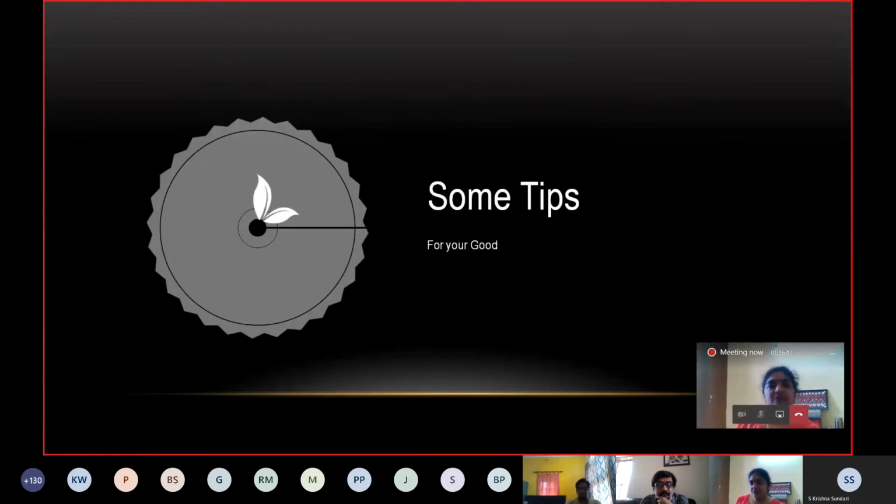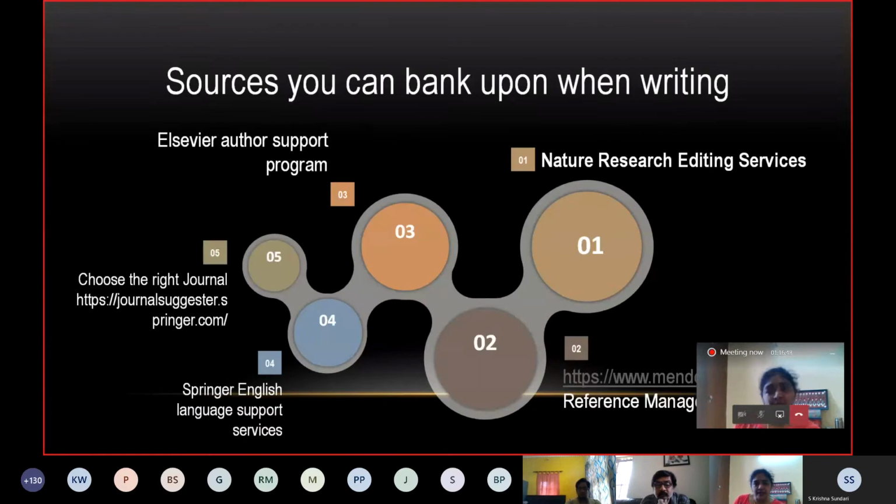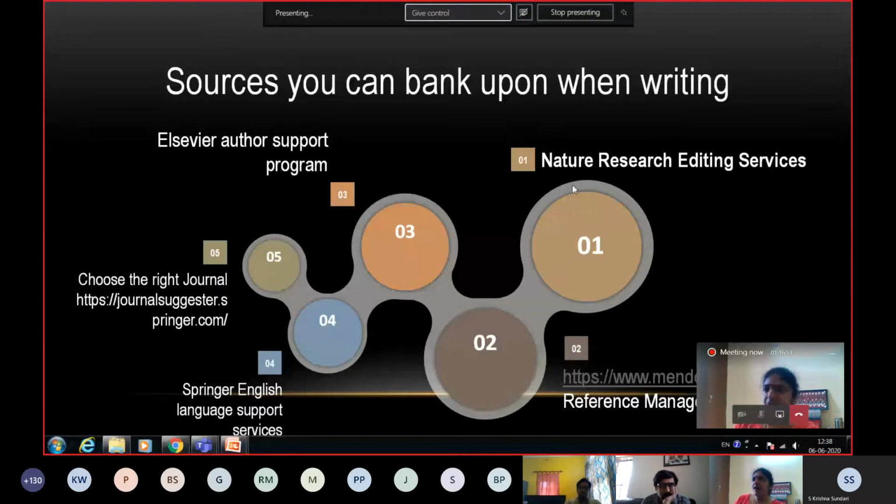Now, some tips that I would like to give for your good. What are the sources you can bank upon when writing a paper? There are some online services: Nature Research Editing Services, Reference Management Service by Mendeley, Springer English Language Support Services. Springer provides an option to choose the right journal, and Elsevier is a publisher which provides an author support program.